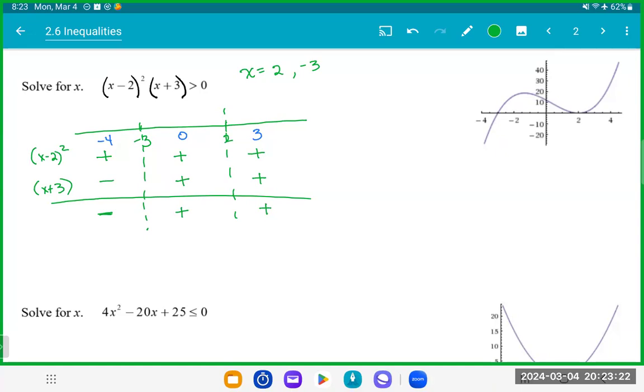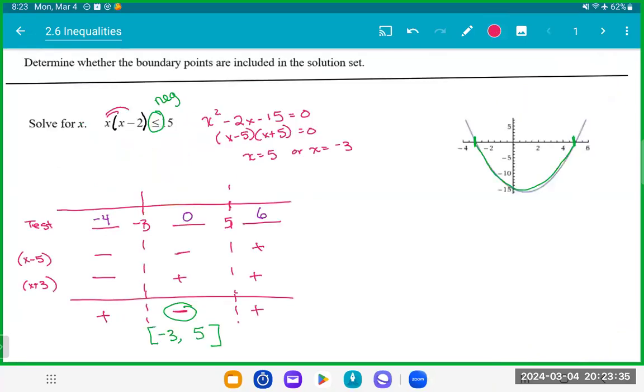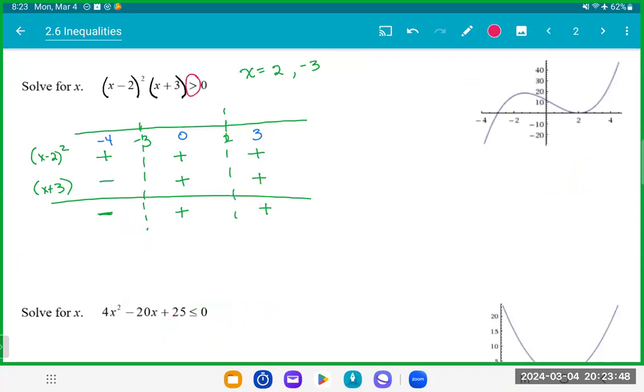So when we have this problem, we're looking at, so this one was, we want negative, but equality was okay, right? Because there was equality. So that's why we got to have those brackets. On this one, there's no equality here, so it can't be equal to that value.